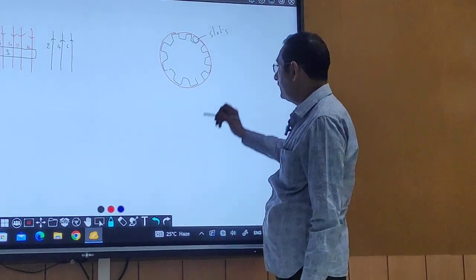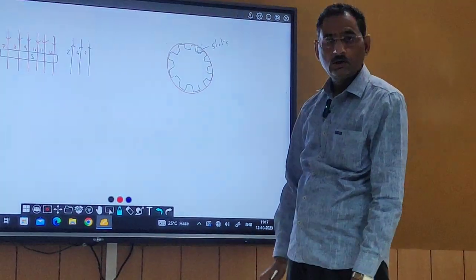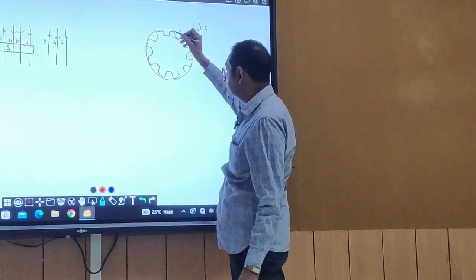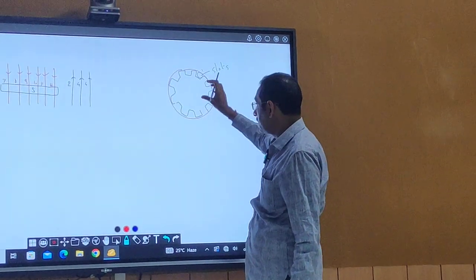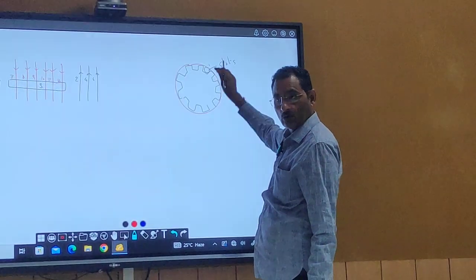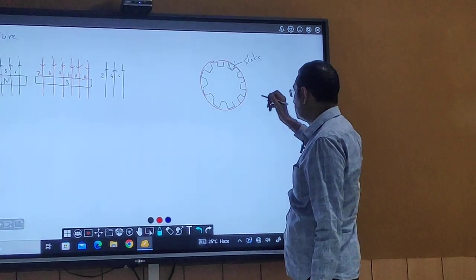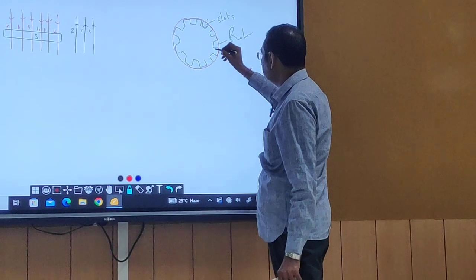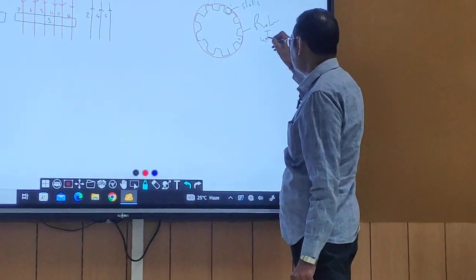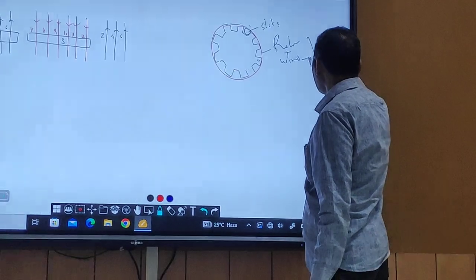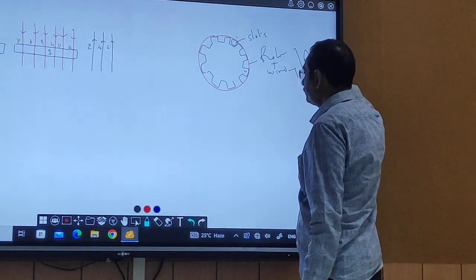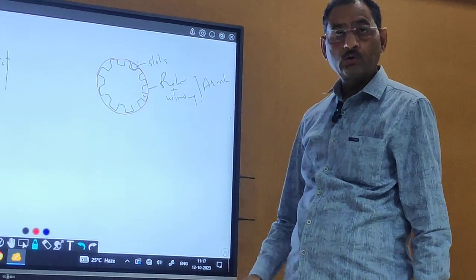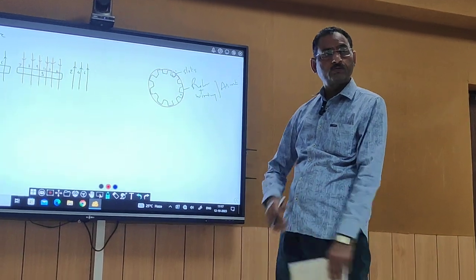So let it be a slot. Here it is coil side number 1. What type of winding is actually done? We will describe now this winding. We know the rotor along with the winding is called the armature. This portion is the rotor, and here there will be winding, and rotor plus winding is called an armature. So we will describe the armature and how the winding is done.